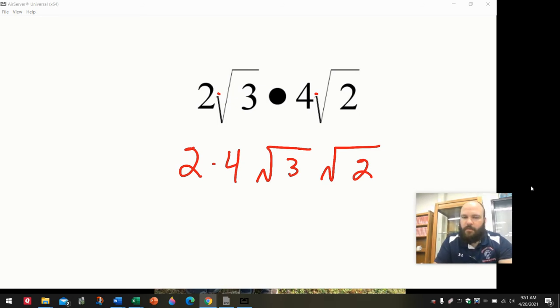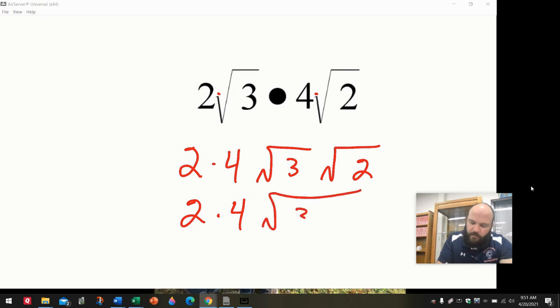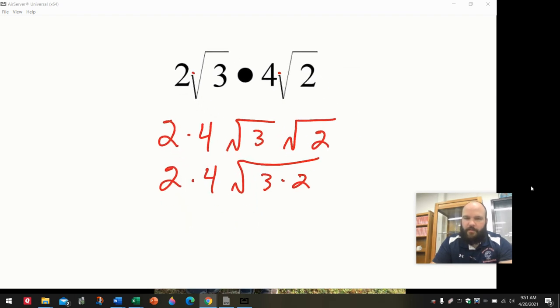Now, because both of those numbers under the square root are being square rooted, you can rewrite that as a single multiplication problem as well. So like this, the square root of 3 times 2. Now, what you have to double check is that 3 times 2 does not create a number that's a perfect square, because if it would, then you would square root it and bring it outside of the radical. But in this case, the square root of 6 is not reducible. So this turns into 8 times the square root of 6. And then there's our final answer.